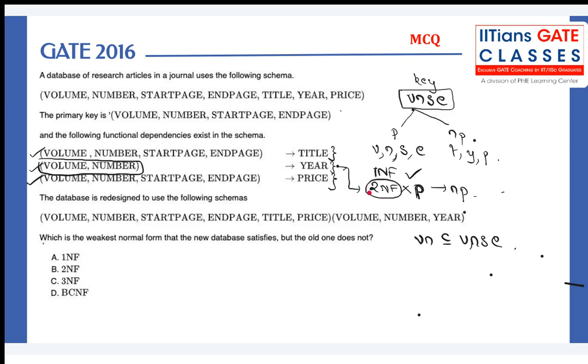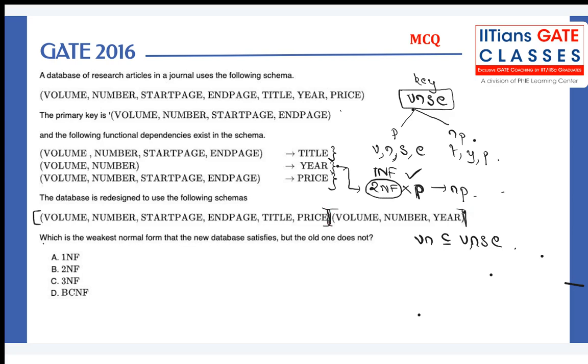Does the new one satisfy 2NF? This is what they are asking. They are basically asking this only. Does the new one satisfy 2NF? Okay, now let's look at that. Now, if you look at the redesigned schema, the redesigned schema contains two tables. One is this, another is this.